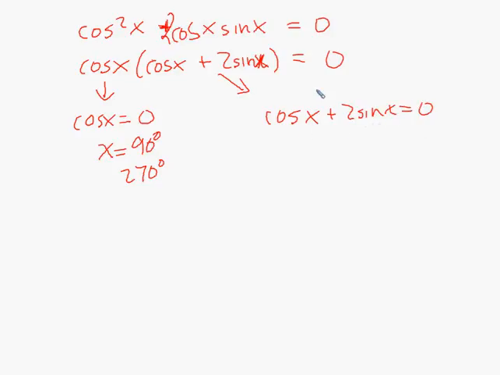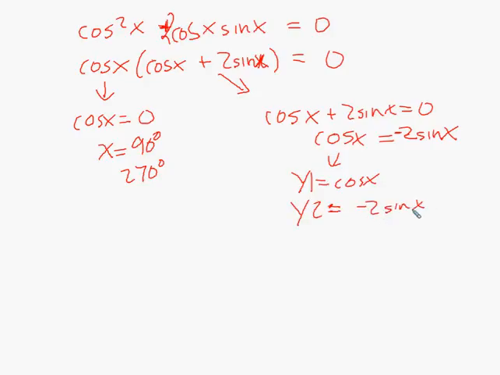Now, I'm probably not going to give you something that turns out like this. But if I did, what we would probably do is actually something that's not intuitive. We'd subtract this to the other side. And then y1 equals cosine x, y2 equals negative 2 sine x. And then we would do our g-solve on our calculator. So I probably won't give you something like that. Probably more likely, I would give you something more like this.